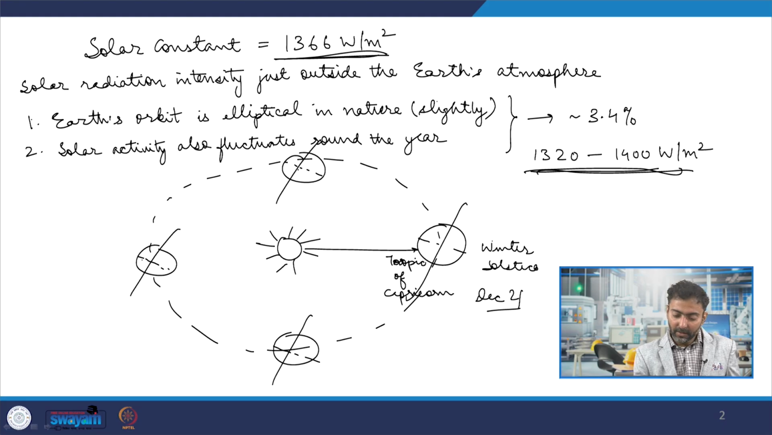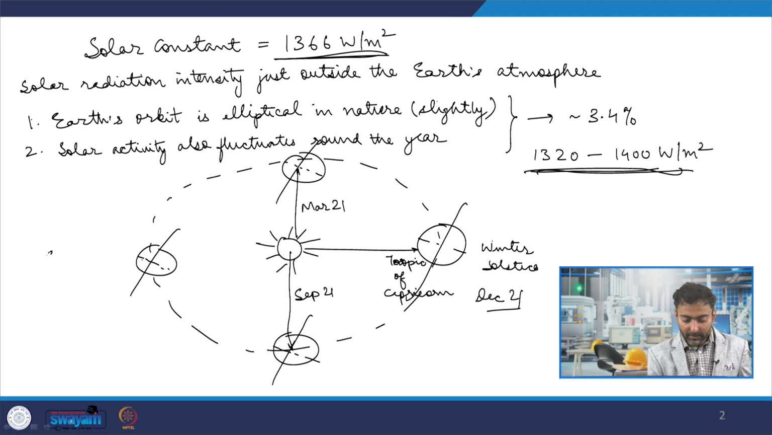There is one equinox when the sun is directly overhead on the equator, the spring equinox, March 21, and the other one is the autumn equinox around September 21, when the sun is directly overhead on the equator. And in between here we have the summer solstice, which happens around June 21, and at that point of time the sun is directly overhead on the Tropic of Cancer.